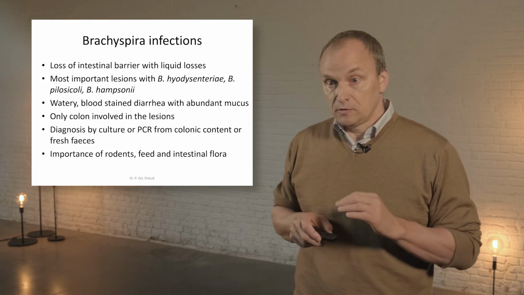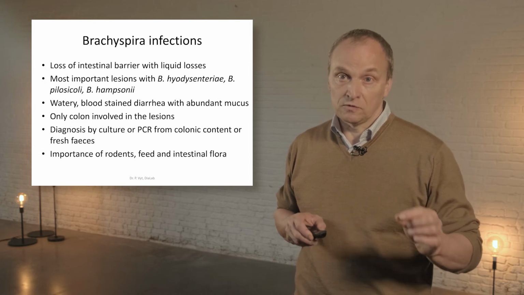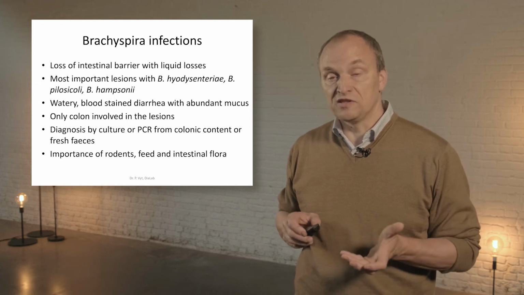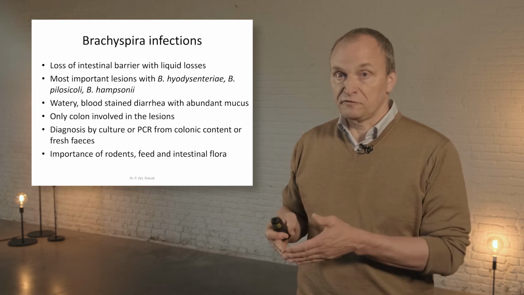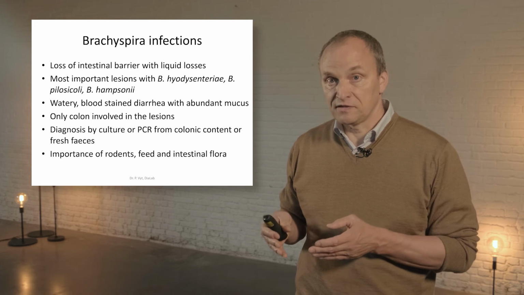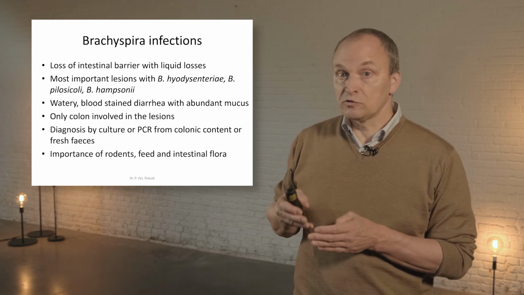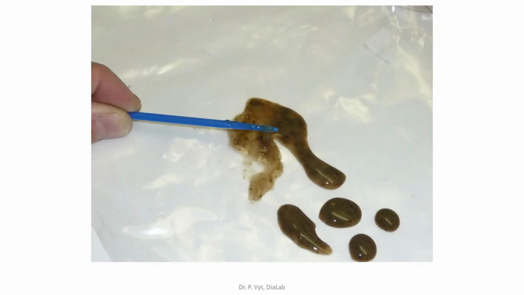So you see lesions of this bacteria only in the colon. And then, if we see that, we try to diagnose it by culture or by PCR on the colonic content or on feces. It's a very important infection because once it's on the farm, it's very difficult to get rid of it. It stays infectious for a long time in the environment, and also rodents are a very important source of this bacteria. In this slide you can see the typical feces in Brachyspira enteritis. You see that there's a lot of mucus in it. That's typical for this infection.